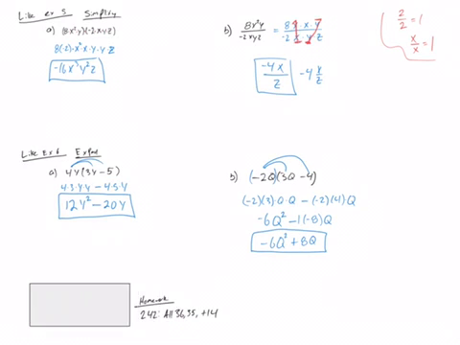Alright, your homework is on page 242. You can do all the 36s, all the 35s, and then 14 more of your choice. Good luck. I know you're going to do awesome.